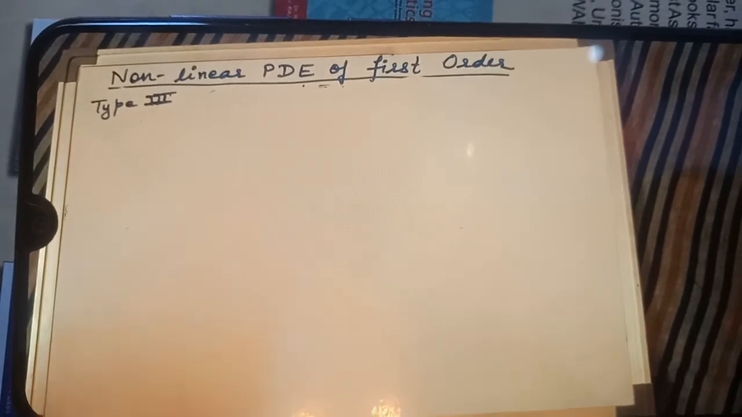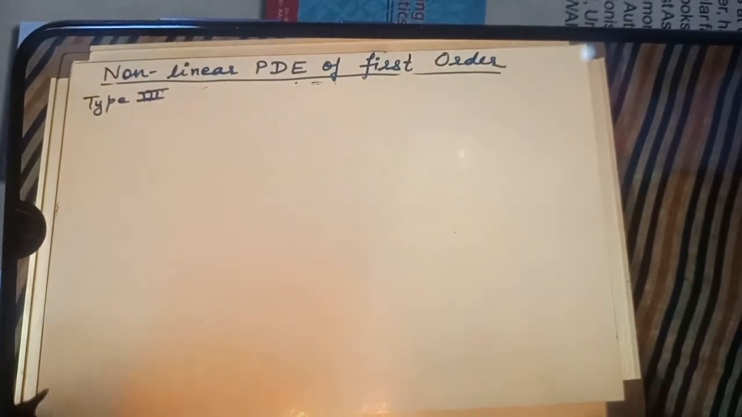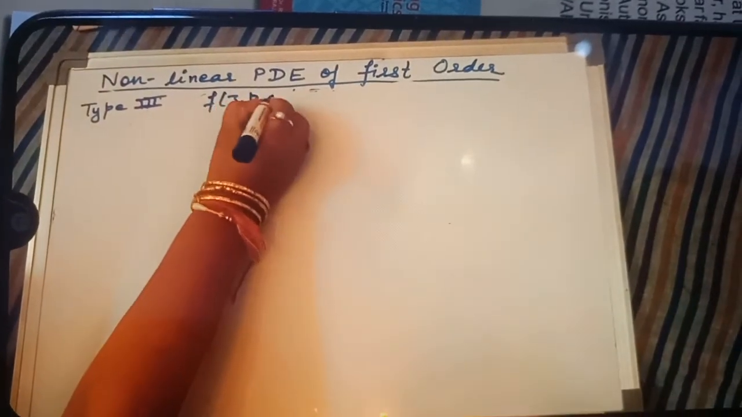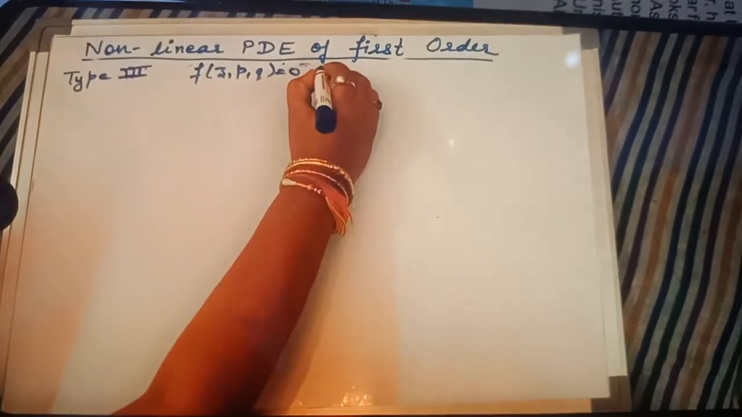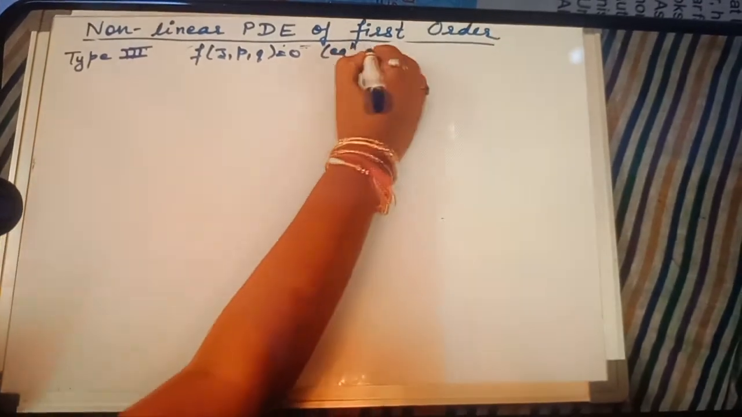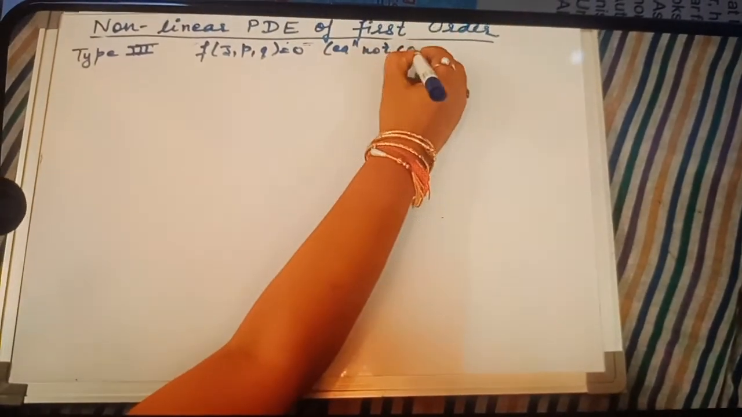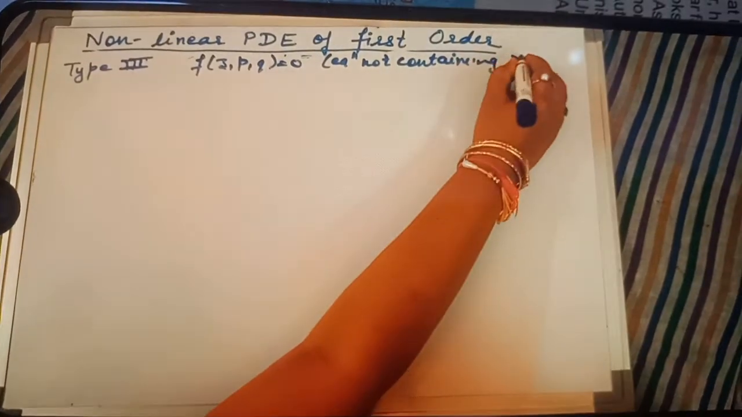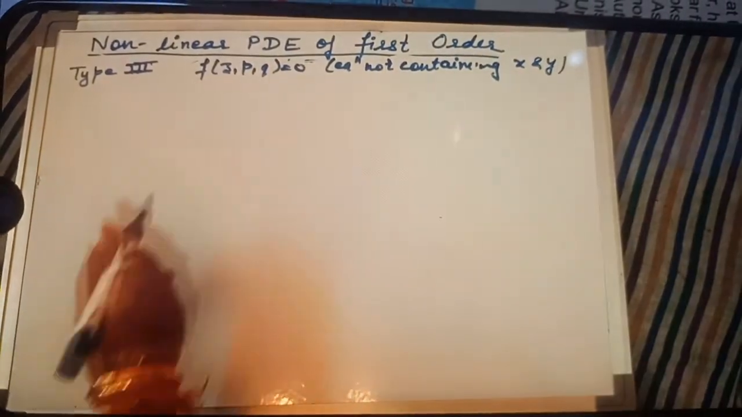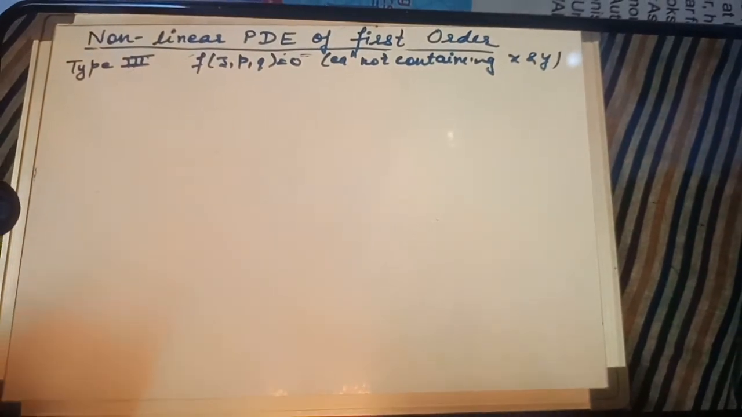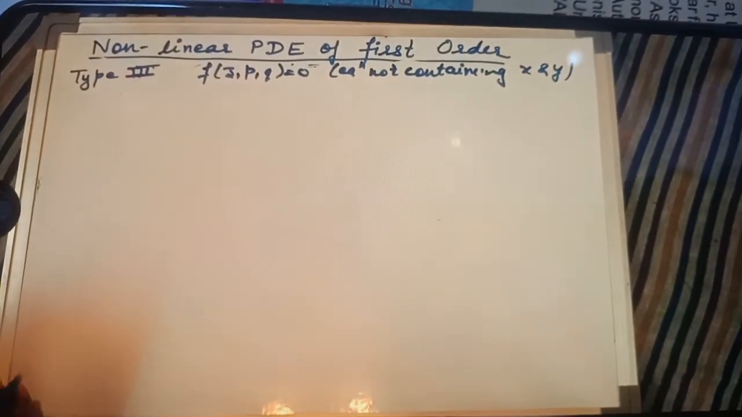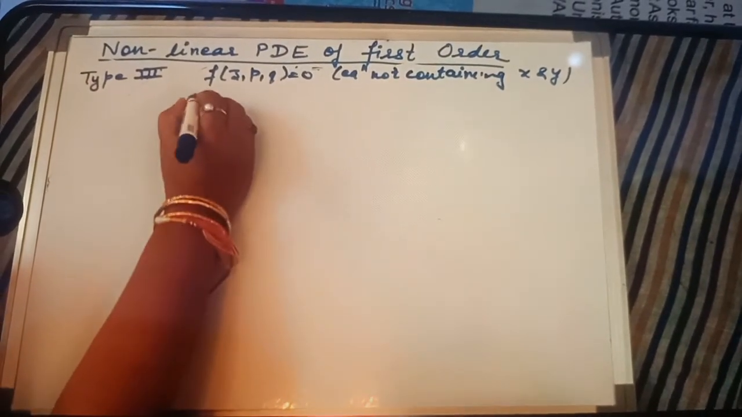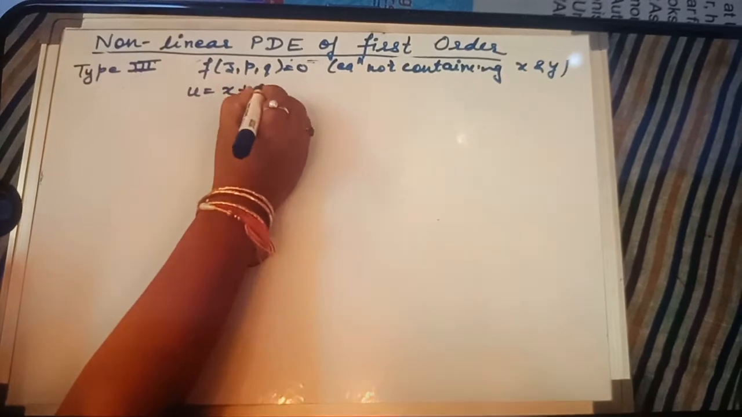Now we will do the type 3rd method. In this we have the equation of the type f of z, p, q is equal to 0, that is, the equation not containing x and y. Suppose in this we assume that z is a function of u, where u equals x plus ay.